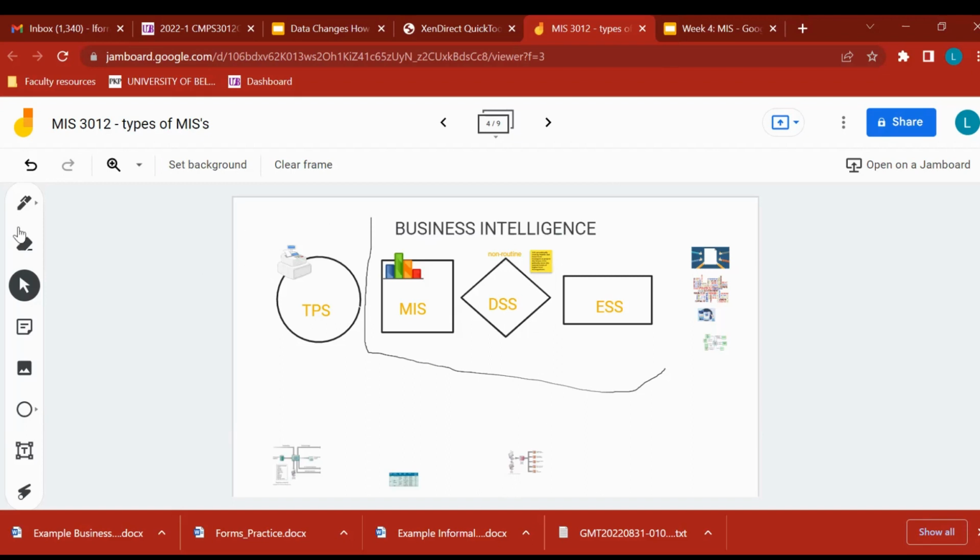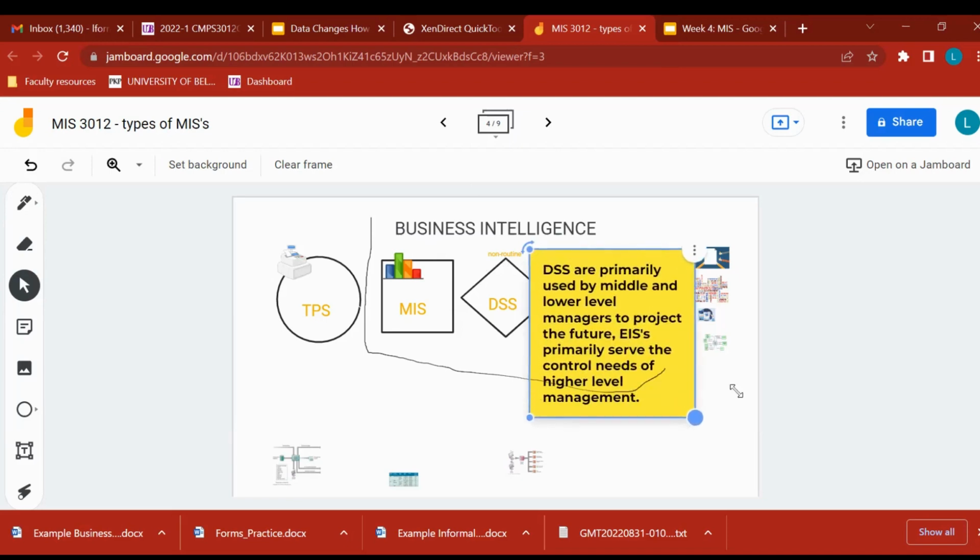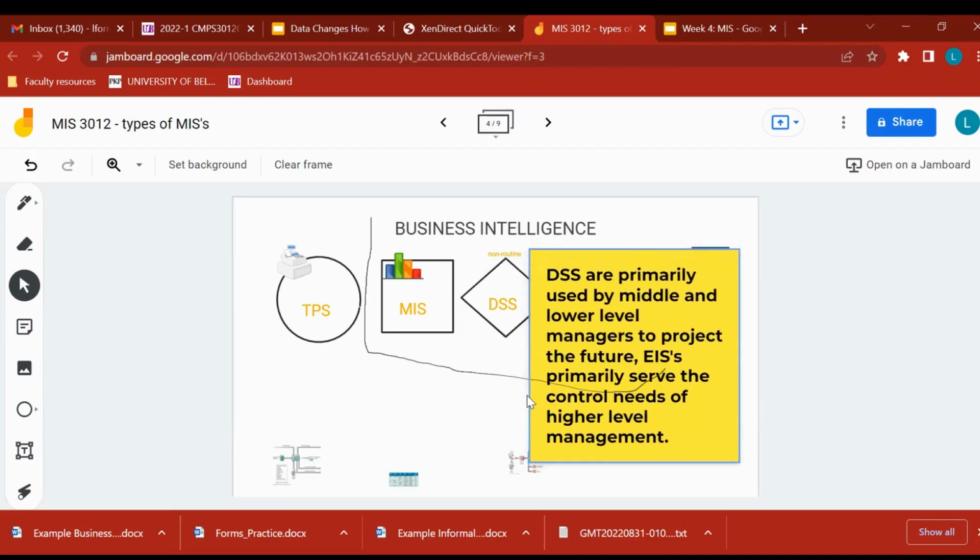So we use the what-if questions that require internal and external data. This decision support system is different from the MIS because it's taking reports not just from inside the organization, but also from external factors outside the organization. The MIS only looks at what's happening internal to the organization. This decision support system allows you to take the data when it's compared and form patterns, predict trends, etc. And it helps with the decisions that the higher-ups or your executives at top level would have to make. They're primarily used by middle and lower level managers to project the future.